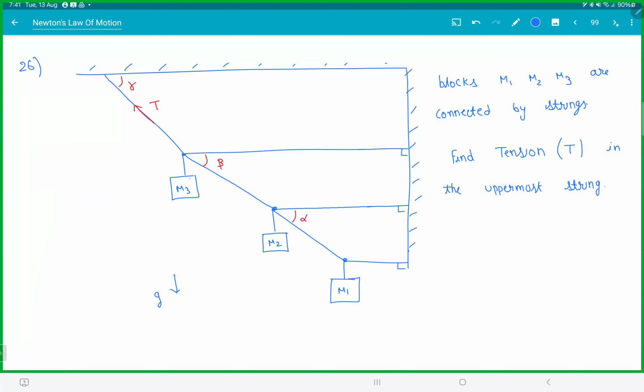Strings are massless. If strings have mass, I will tell you. Generally, always assume strings are massless unless mentioned. Ideal strings. So M1, M2, and M3 are at rest. Where will they go? They would have to break the strings to move. Everything is at rest. The system is at rest.